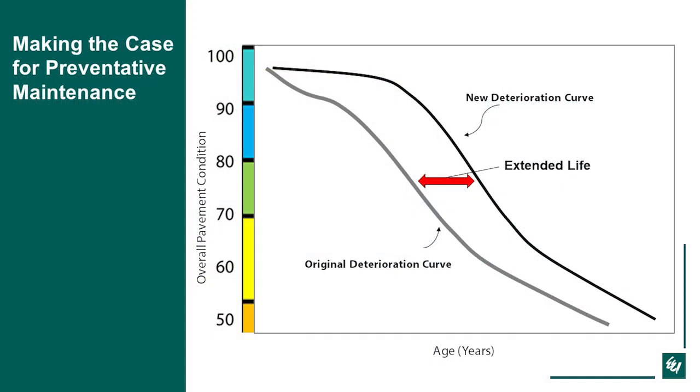So here's, back to Tim's curve, a typical deterioration curve, showing PCI versus age. And then here's what the new deterioration curve could be if you do preventative maintenance. You could see the curve at the top is flatter. It keeps the pavement PCI higher, and you extend the life of it.